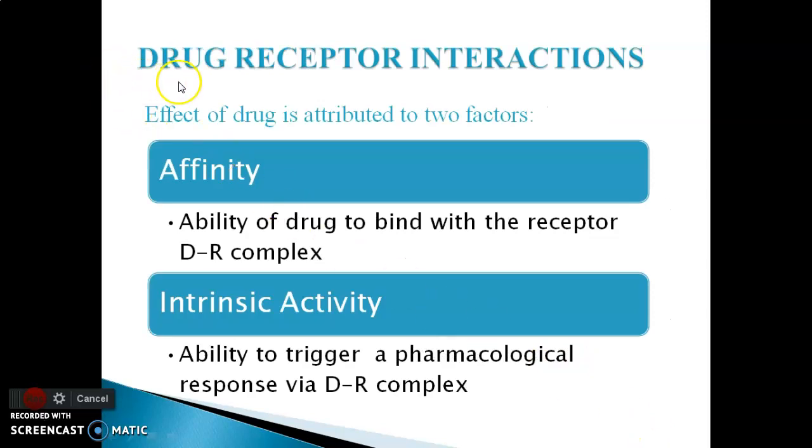When the drug binds with the receptor, these interactions are known as drug-receptor interaction, and the effect of the drug depends upon two factors: one, affinity, and second, intrinsic activity. Affinity is the ability of a drug to bind with the receptor to form a complex which is known as a drug-receptor complex, and intrinsic activity depends upon formation of this drug-receptor complex. It is defined as the ability to trigger a pharmacological response via the drug-receptor complex.